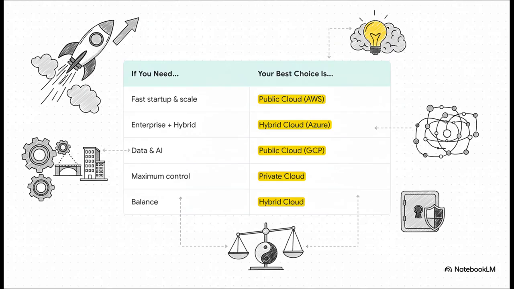You need to launch a startup fast and get ready for huge scale? Public cloud, probably AWS. You need to plug into existing enterprise systems? You're probably looking at a hybrid setup with Azure. Building the next big thing in AI? Public cloud with GCP is your best bet. This is how you start to think like a real architect.